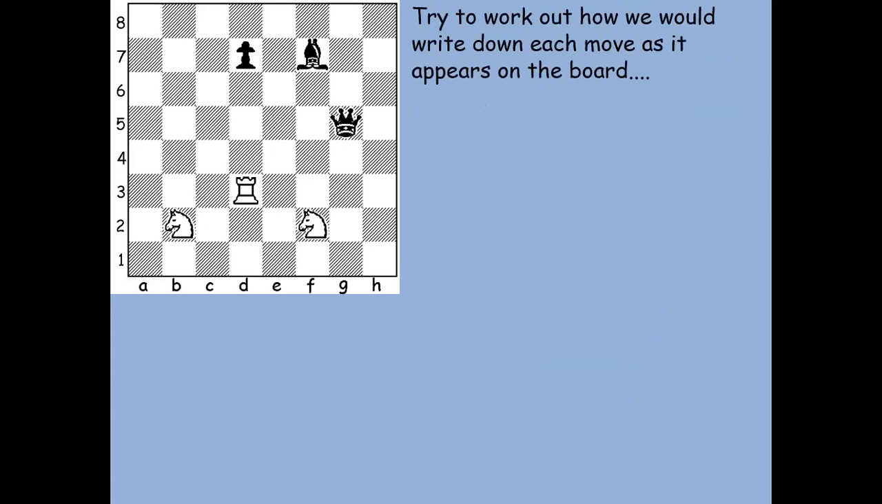It's a slightly more complicated position. We've got lots of pieces on the board. So how would we write down each move as it appears? So the first thing there, we've got the purple arrow. What would we write for that one? Absolutely. So dots and QB5, queen to B5.